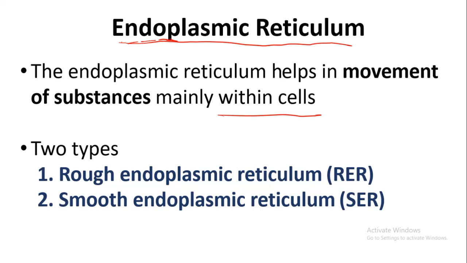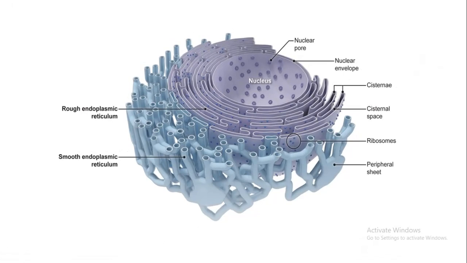Okay, then when you talk of the smooth endoplasmic reticulum, we need to understand that some poisonous chemicals might enter a cell. So this smooth endoplasmic reticulum plays a role in what? In fighting against such toxic substances. So we'll talk about this in the next slide. So this is just a picture which is showing the two types of endoplasmic reticulum.